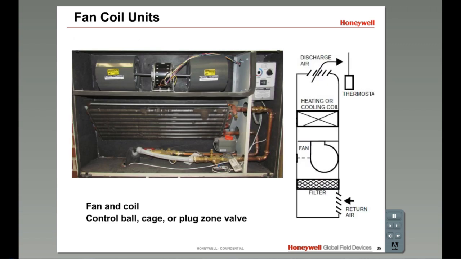Fan coils are similar to unit ventilators, but do not have an outdoor air intake. They are often used in apartments, offices, hotels, and hospital rooms. The flow of hot water or chilled water through the coil is often controlled with a cage valve or a ball valve. A diverting valve may also be used to deliver either hot or cold water to the coil for heating and cooling. They are usually controlled with a modulating actuator.